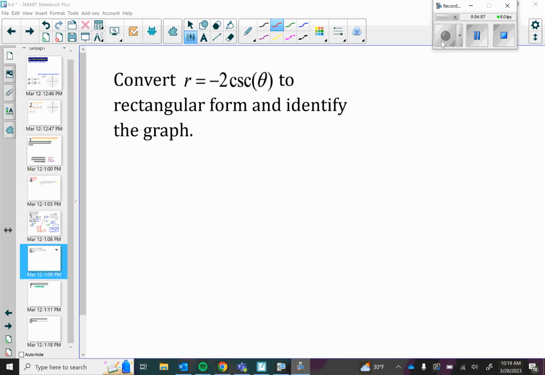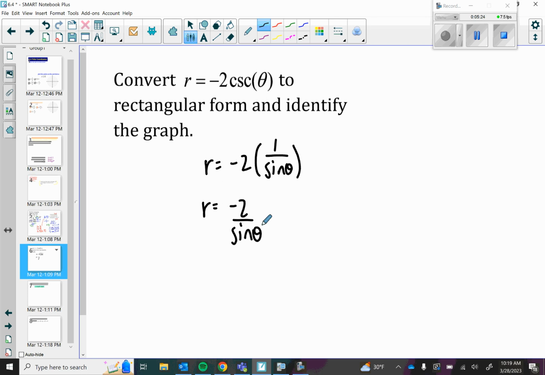Next up, we're going to convert this polar equation into rectangular. r is equal to negative 2 cosecant of theta. The first thing I will note is that if I see cosecant, I'm thinking, that's really 1 over sine. So I have r is equal to negative 2 over sine of theta. If I multiply both sides by sine, I get r times sine of theta is equal to negative 2, and r sine theta is y. y is equal to negative 2 is our equation.